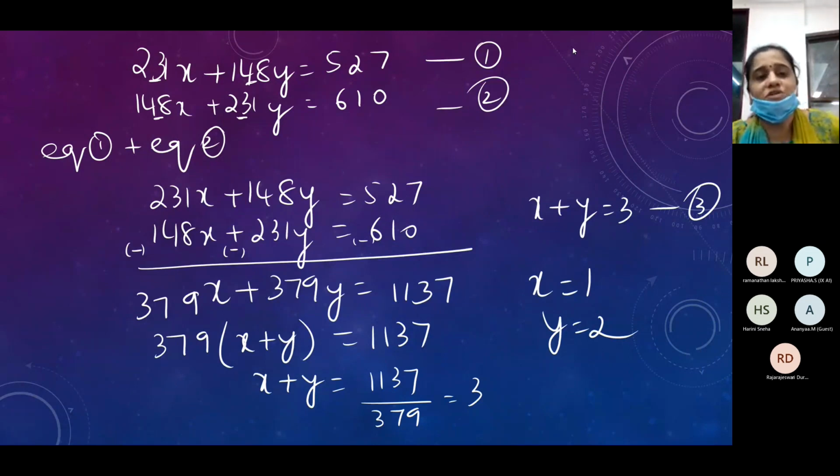Since the coefficients of x and y are exchanged in the two equations, we solve using the special method. We add the two equations, get a new equation 3. We subtract the two equations. Subtract meaning change the signs in the second equation. Subtract to get equation 4. Solve equations 3 and 4 to find the values of x and y.